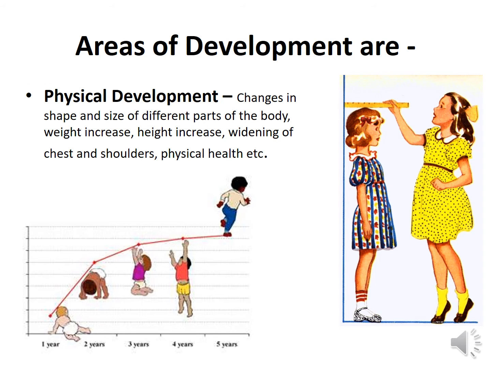Okay, now we will talk about the areas of development. Basically there are different types of areas, and first of all, physical development. It consists of our body's shape and size of different parts of the body, weight, height, etc. And the gradual increase of weight or height basically represents the good physical health of the children.